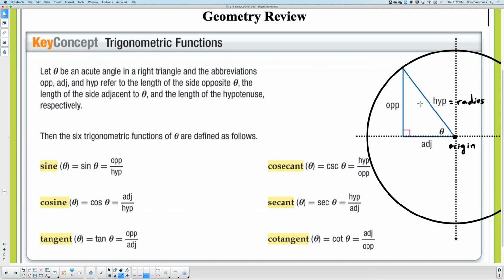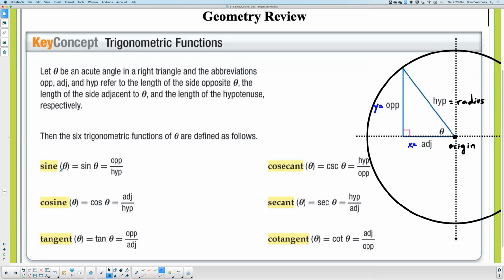What your teacher called opposite is now, is that an x value or a y value? It's a y value. So I'm going to say y is the opposite. What about adjacent? Is that an x value or a y value? That's an x value. And notice if you go through here, you hear SOHCAHTOA.